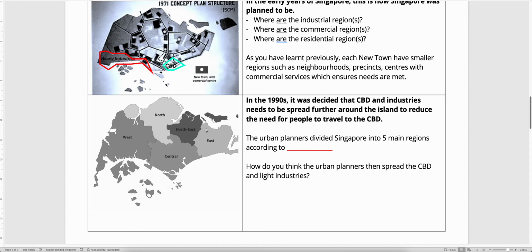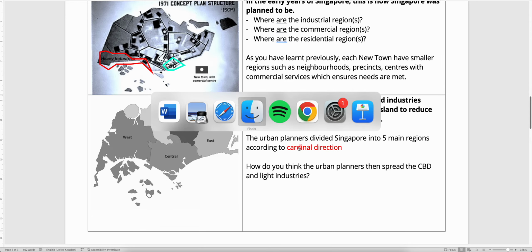What do you think they are called? They are divided according to what characteristics? They are divided according to the direction, the cardinal direction. Once they divided it into 5 main regions, they decided that each region will have its own business and industrial center, and from there we will concentrate the transport there as well.